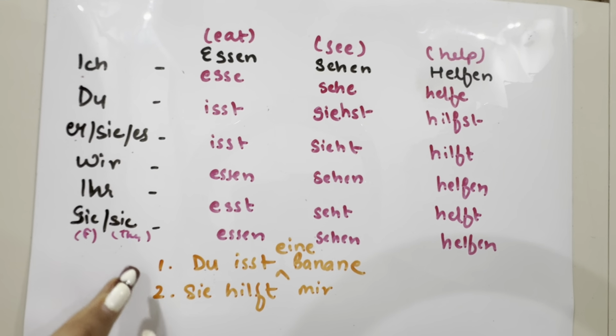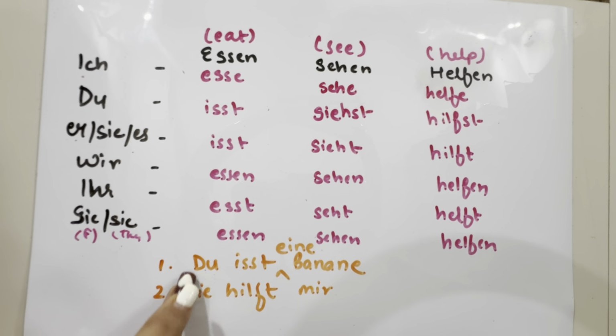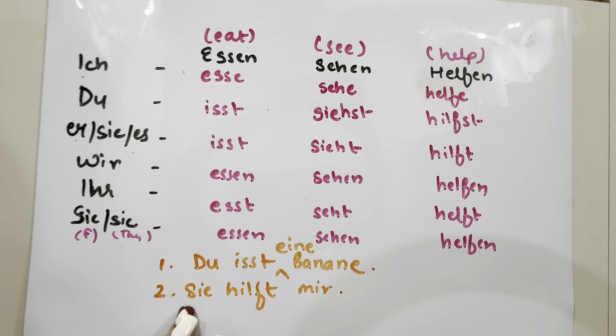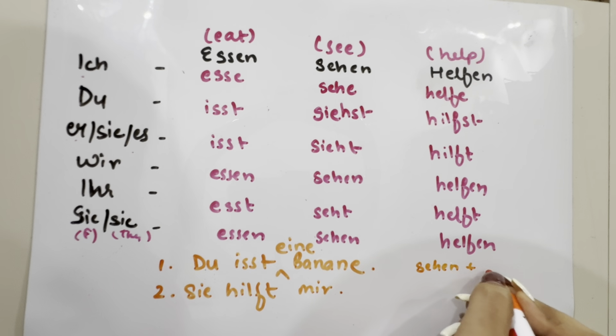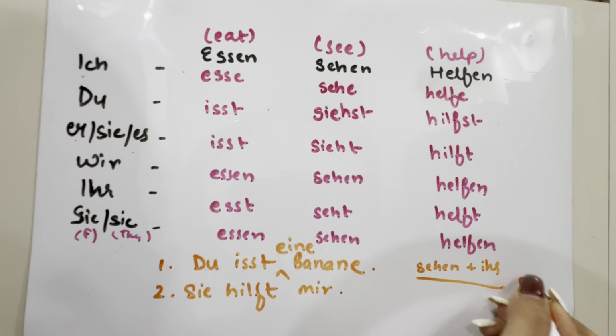Now let us have a look at two examples. The first example is du and we are using essen. So du isst eine Banane. This means you eat a banana. And then for this one, S is capital because it's the first letter, but this sie means she. So she helps me. Sie hilft mir. Now I want you to make a sentence with sehen and hier and write it down in the comments.